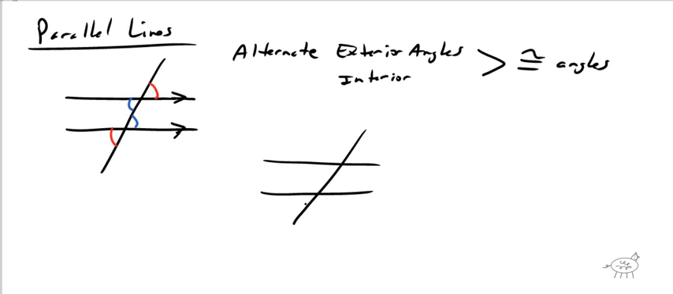Here's another transversal with some parallel lines. And what about these two angles right here? What do you call these angles? Anybody remember? We're kind of talking to the computer screen here, so the computer doesn't remember. These are called corresponding angles. So the corresponding angles are congruent. Okay, so far so good.